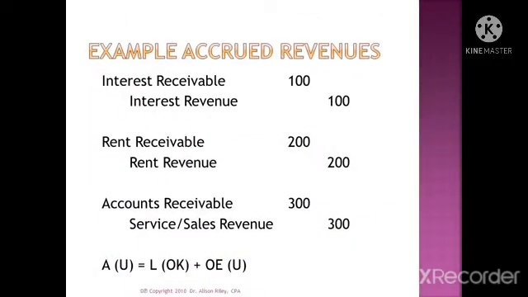Here's how we make the adjusting journal entries for the three previous examples. Notice that in each case we debit a receivable account and credit a corresponding revenue account. Failure to make these adjustments at the end of the accounting period would result in an understatement of revenues, net income, retained earnings, and equity, and an understatement of assets, namely receivables.